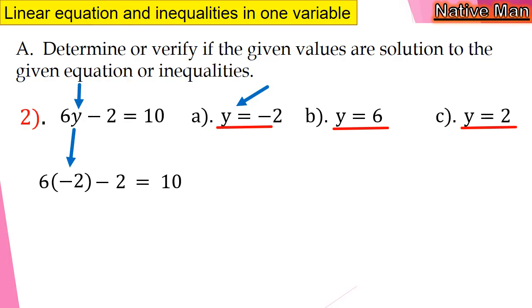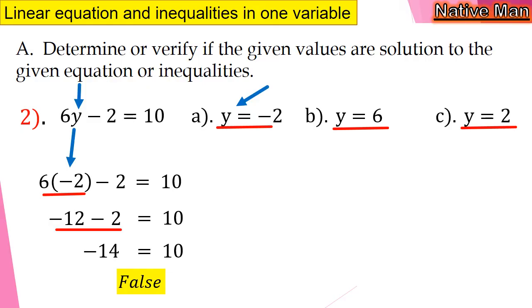And then simplify. So 6 times negative 2 minus 2. With multiplication and subtraction, we do multiplication first, following PEMDAS. 6 times negative 2 is negative 12. Then bring down, minus 2 is equal to 10. Now subtract: negative 12 minus 2 is negative 14 is equal to 10. Is negative 14 equal to 10, true or false? This is false, they are not equal. So y is equal to negative 2 is not a solution.